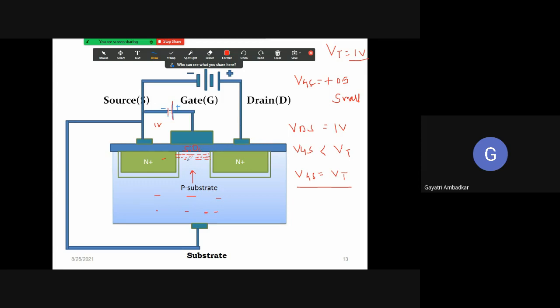Now, when it was established, I will now define a parameter called VT, threshold voltage. So this threshold voltage is defined as the minimum gate to source voltage. Gate to source voltage means VGS. So the minimum value of VGS that is able to form the layer of electrons, we call this layer the inversion layer.